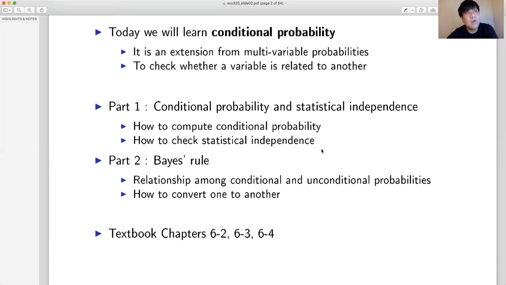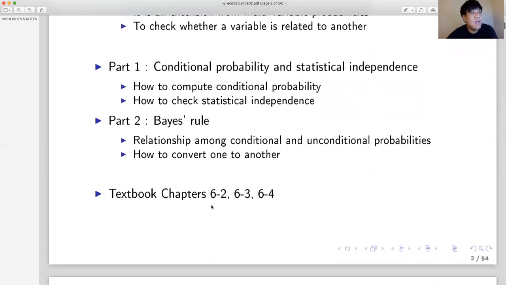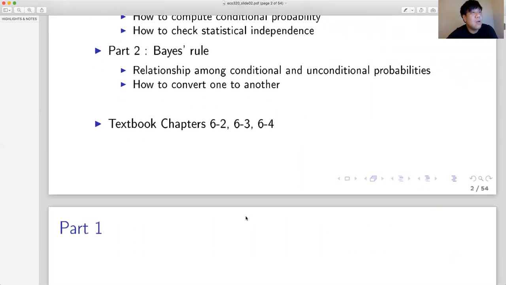Why statistical independence? Because we are actually testing that later, but we're going to cover it very shortly. First, we're going to learn how to compute conditional probability and how to check statistical independence later. And second part, we're going to learn Bayes' law. That is a relationship between conditional and unconditional probability, and we can convert one to the other. And relevant textbooks are here.